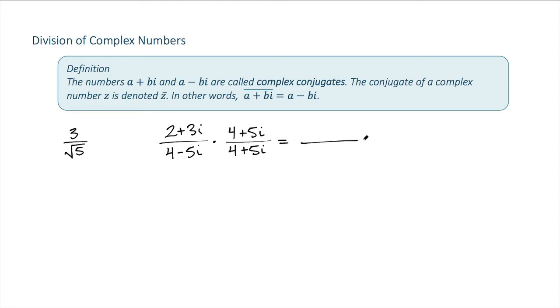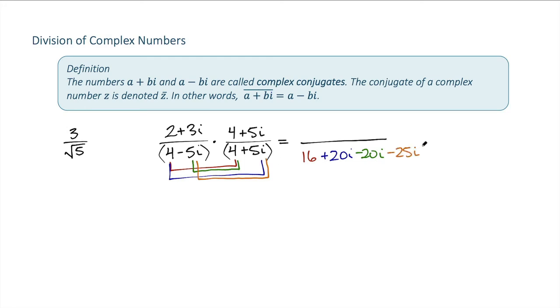I'm going to do the denominator first because it's pretty cool. We're going to take these two things and multiply them, so we need to distribute. That gives us 4 times 4 is 16, and then 4 times 5i is 20i. Then negative 5i times 4 is negative 20i. And then finally, negative 5i times 5i is negative 25i squared.